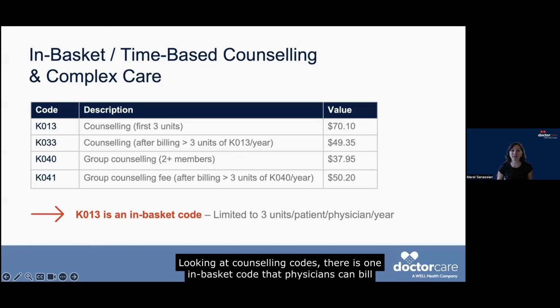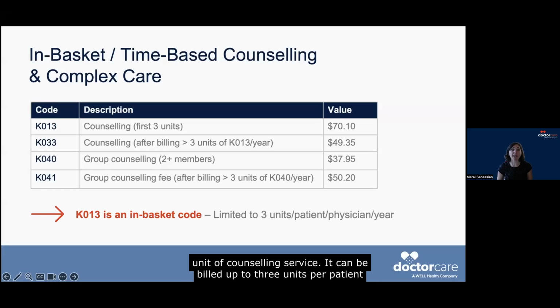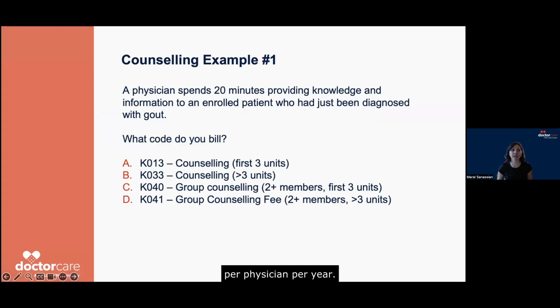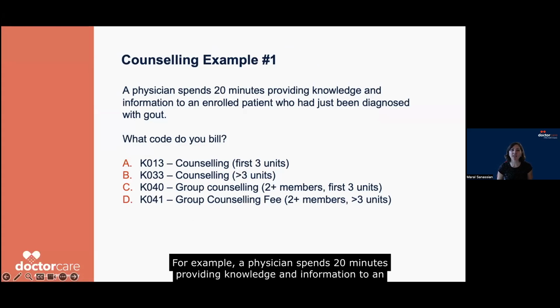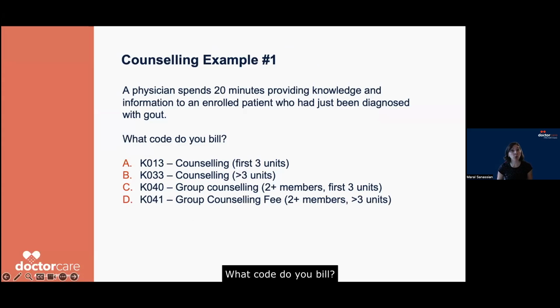Looking at counseling codes, there is one in-basket code that physicians can bill, the K013. The code is billed when a physician provides at least one unit of counseling service. It can be billed up to 3 units per patient per physician per year. For example, a physician spends 20 minutes providing knowledge and information to an enrolled patient who has just been diagnosed with gout. What code do you bill?